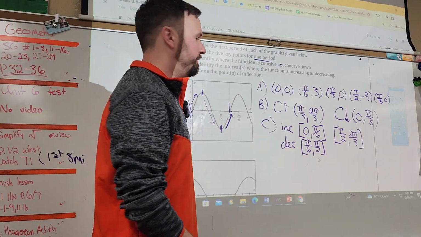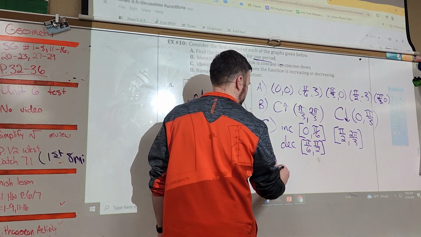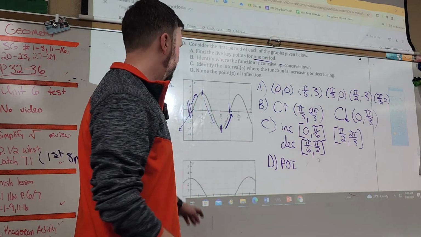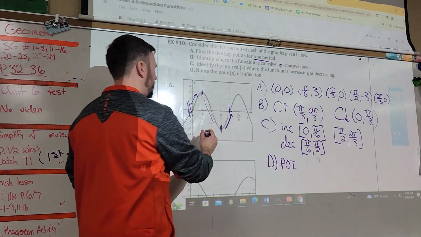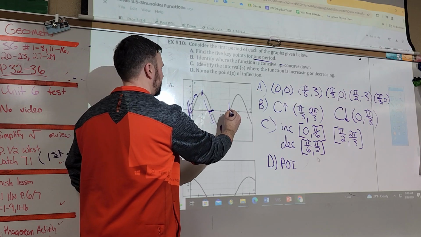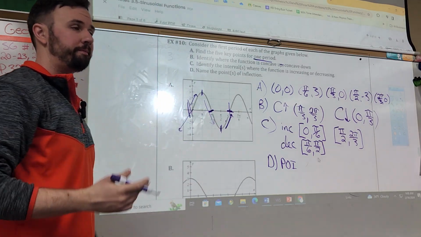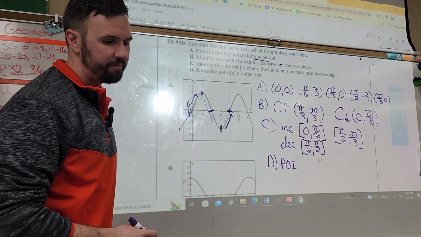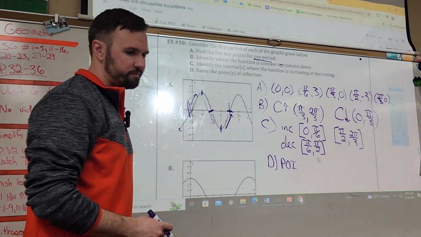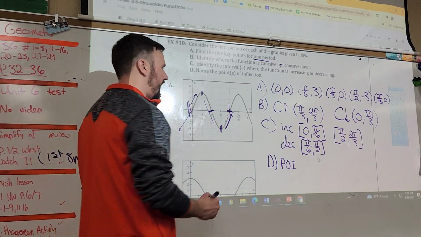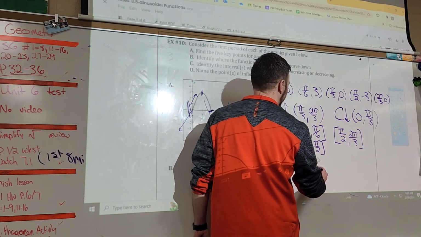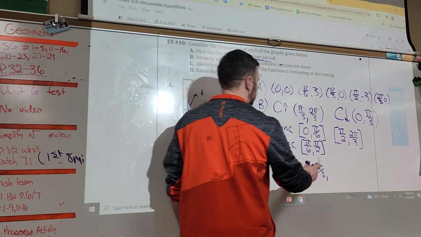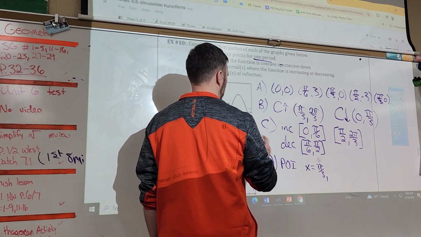All right, POI. So what's my point of inflection? I have two of them, right? I have, man, this is getting messy. Right here and right here. They're my intercepts, right? So did they ask where or name? There, you could say x when x equals pi over 3 and when x equals 2 pi over 3.